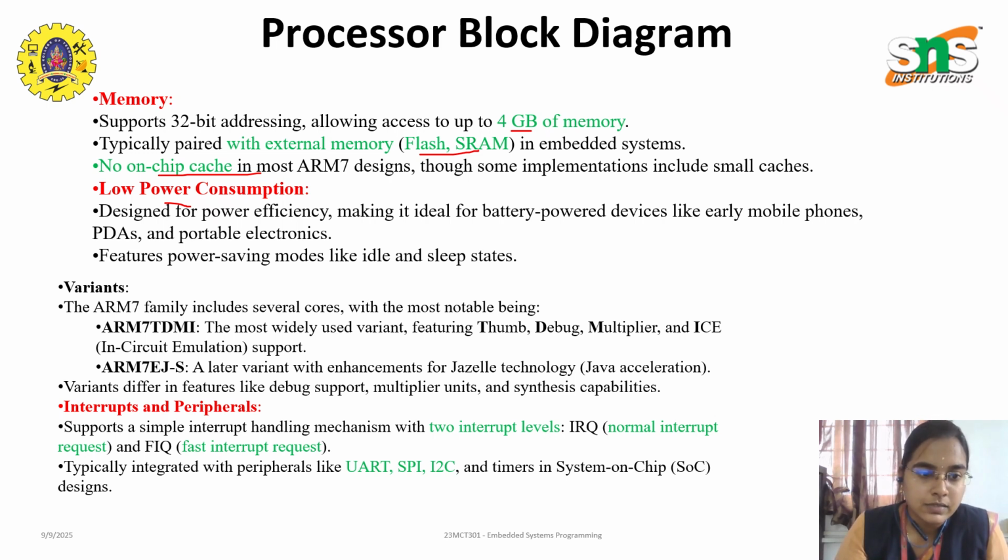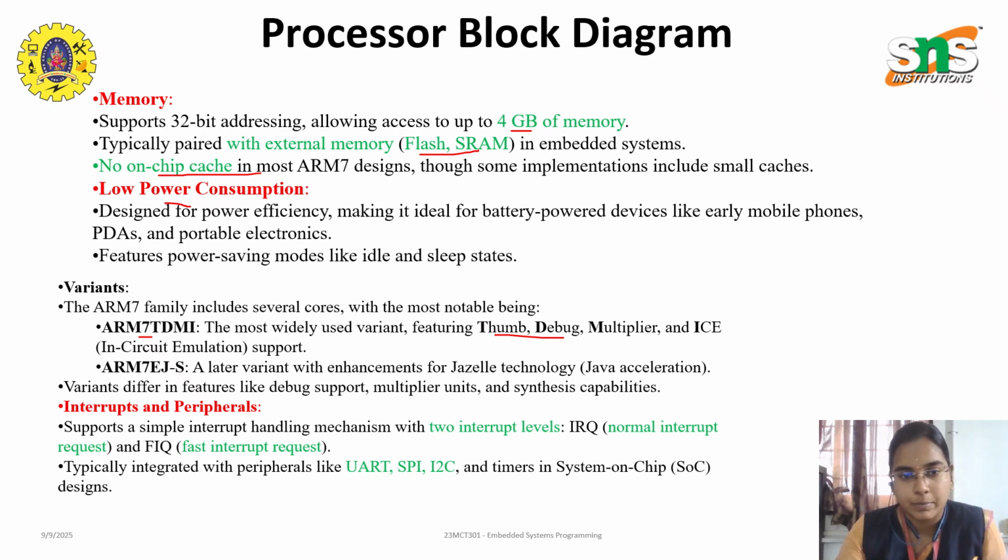And we have a few variants from the ARM family. The first one is ARM7TDMI, and it supports Thumb, Debug, Multiplier, and ICE, that is in-circuit emulation support. The next one is ARM7EJ-S, and this is an enhancement. A later variant, it is an enhancement for Jazelle technology, that is Java acceleration. So here we can implement Java, and the variants differ in most of the features like debug support, multiplier units, and synthesis capabilities.